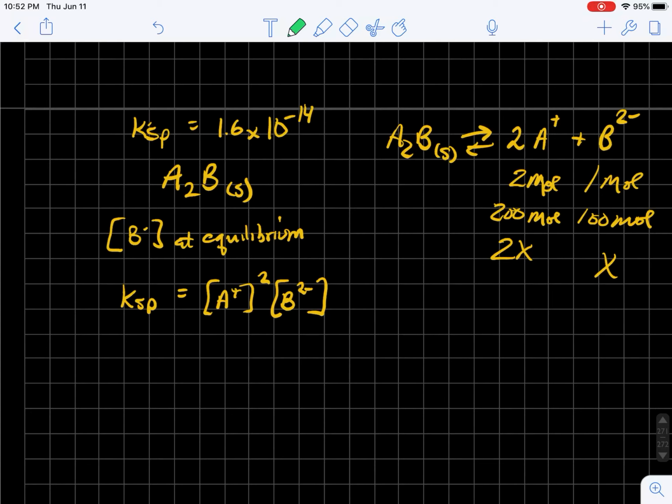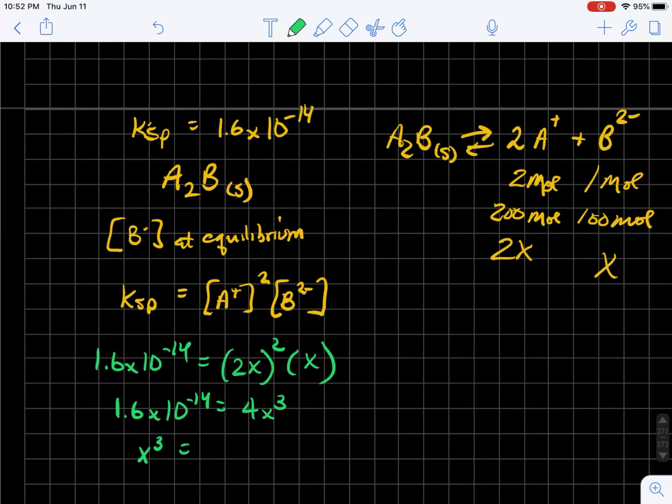Well, now we have enough information to go ahead and solve the problem, because here's what we can do. We can substitute in. We know that Ksp is 1.6 times 10 to the minus 14. If we let A equal 2x and B equal x, then 1.6 times 10 to the minus 14 becomes 4x cubed, right? 4x squared on the first term times x, 4x cubed. So we can solve this. We say x cubed is equal to 1.6 times 10 to the minus 14 over 4. And then we can solve that in our calculator by taking the cube root, or raising this to the 1/3 power.